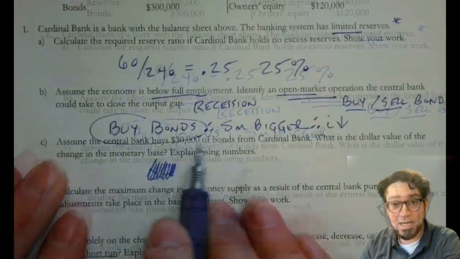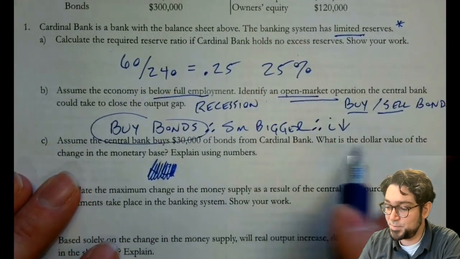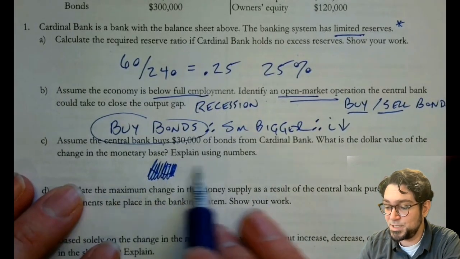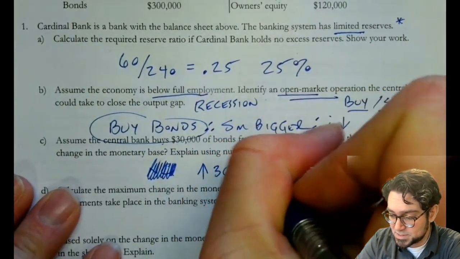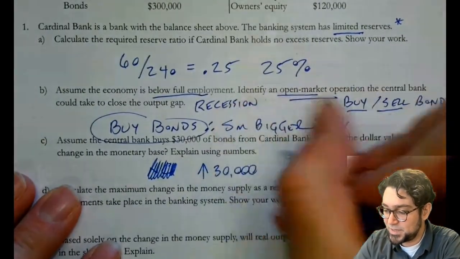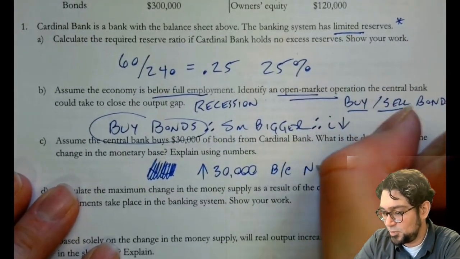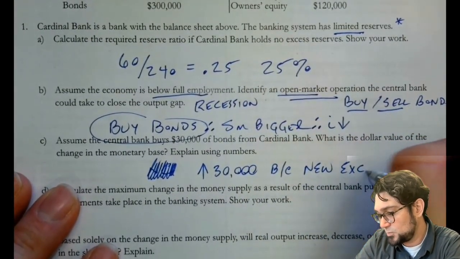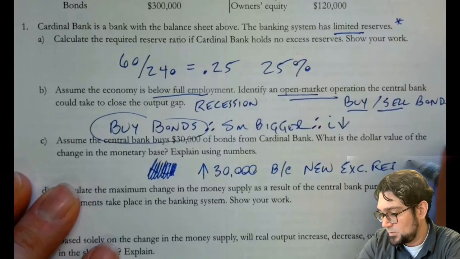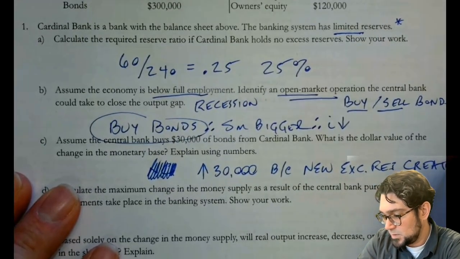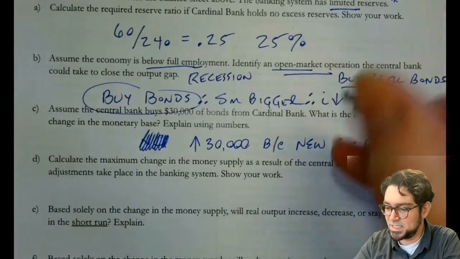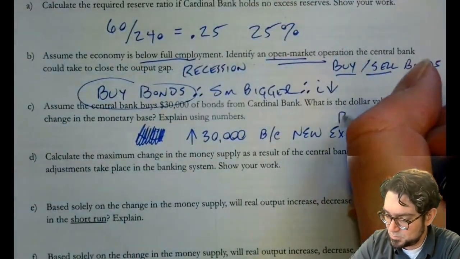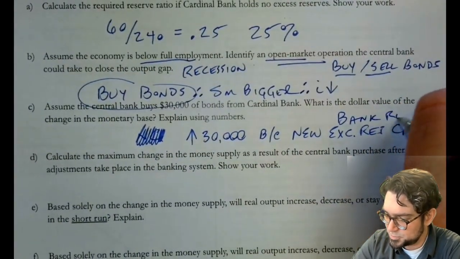And assume they buy it. Buys $30,000 of bonds from Cardinal Bank. What's the dollar value of the change in monetary base explained with numbers? We're going to say it's going to increase by 30,000, right? 30,000 because new excess reserves were created. It literally created $30,000 of new excess reserves. So we would say that bank reserves went up.